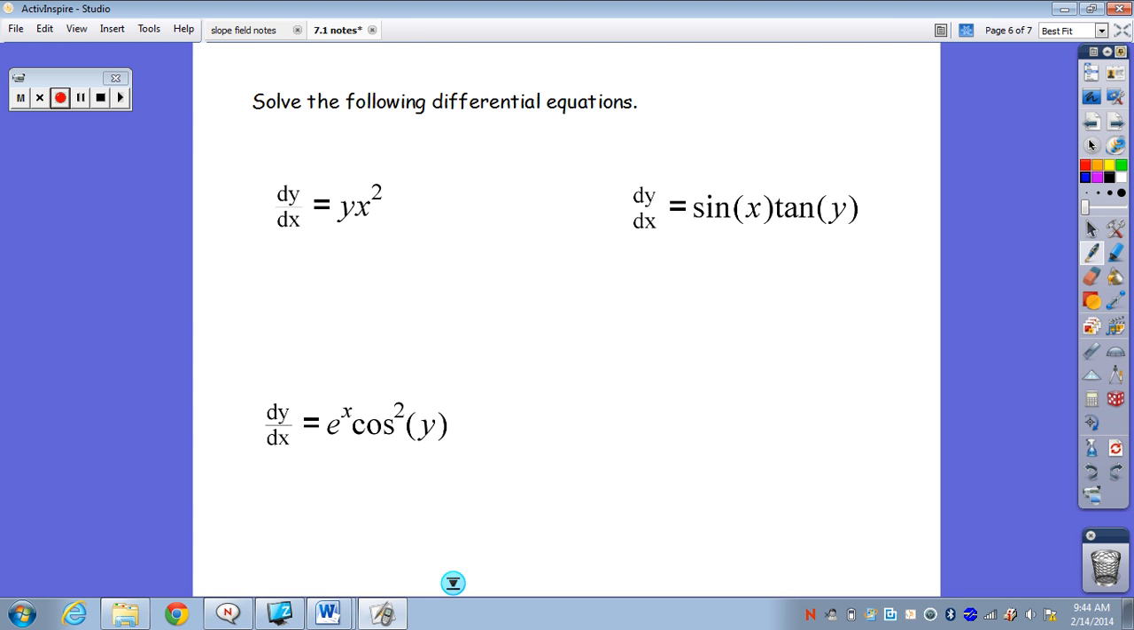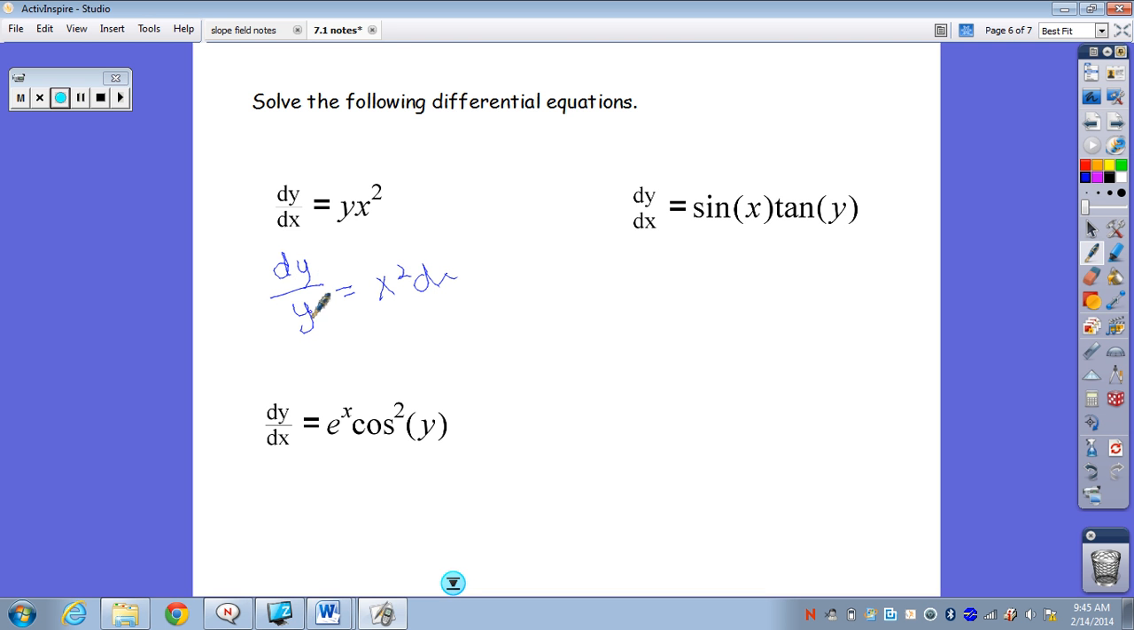Okay, so here are the 3 last problems for solving differential equations. So the first one, we have dy/dx is equal to y x squared, so I'm going to separate again. So I get dy over y is equal to x squared dx. So I divided by y and multiplied by the dx. Then I'm going to integrate.